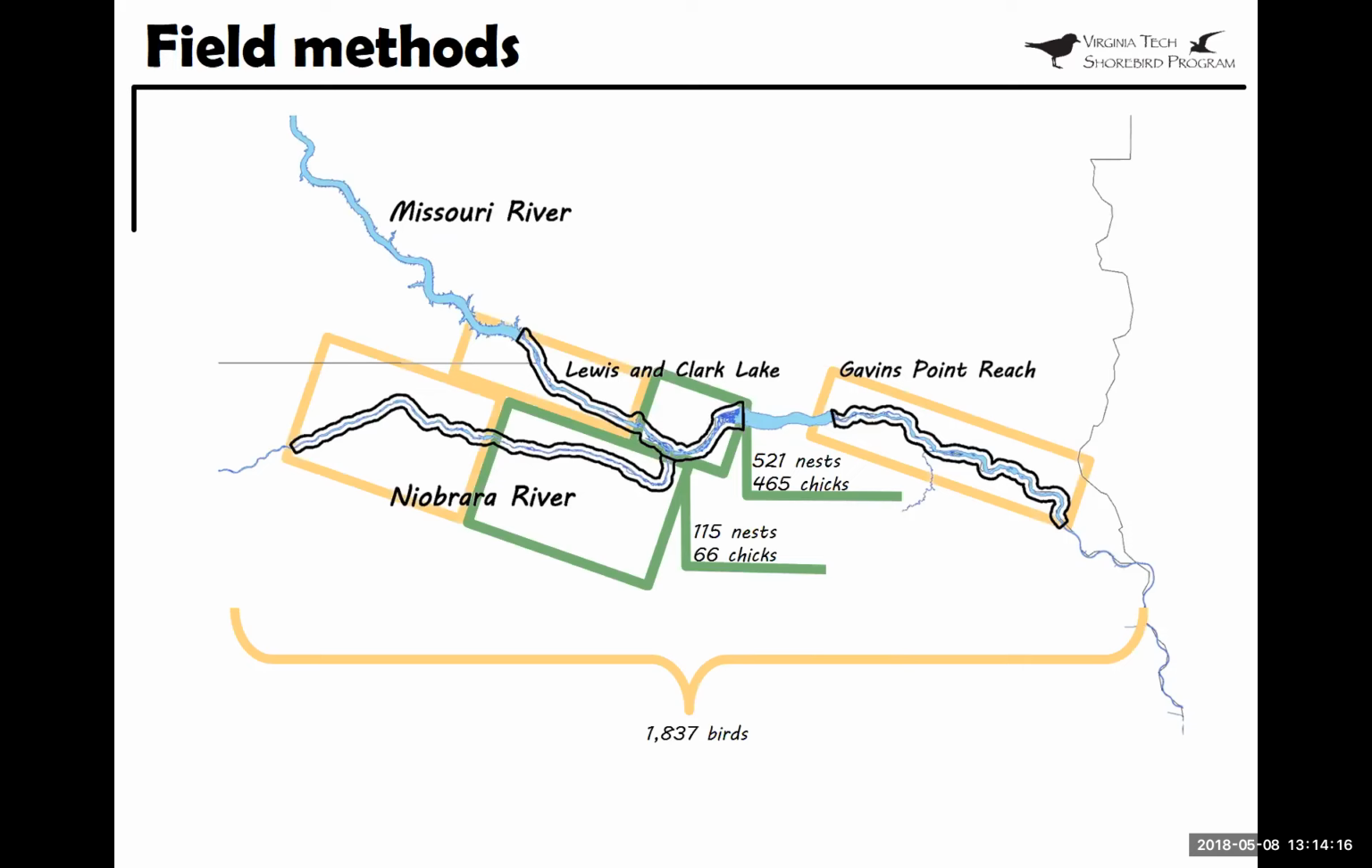The Missouri River is much larger than the Niobrara, and as such, it supports a much larger plover population. We monitored 521 nests and 465 chicks in that Lewis and Clark Lake segment, and 150 nests and 66 chicks in the Niobrara segment.